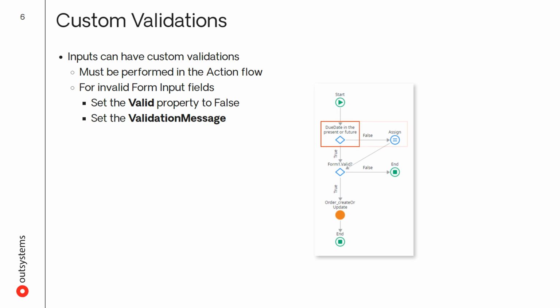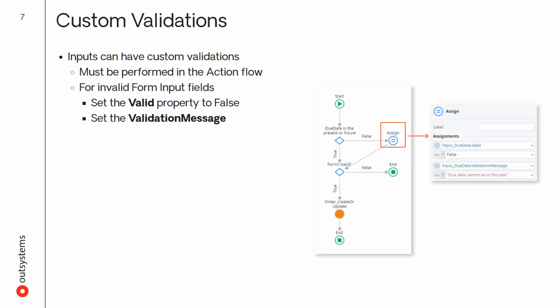Here, custom validations can be implemented with an if. That if has a condition that verifies if the input field has a valid value. If it doesn't, then the flow branches to an assign where the valid property of the input field should be set to false, and a validation message should be defined. The validation message should be clear enough to explain to the user why the input is not valid and how to fix the error.